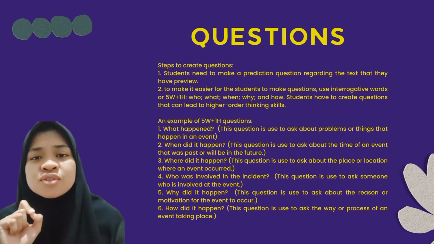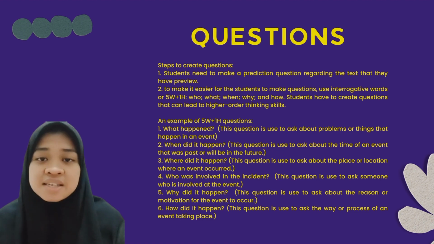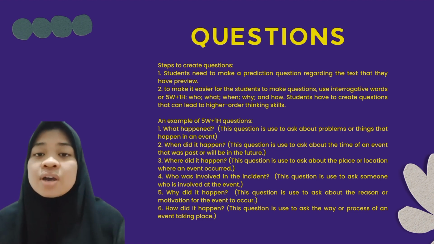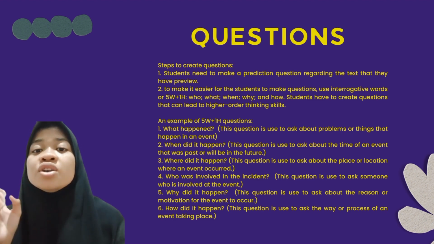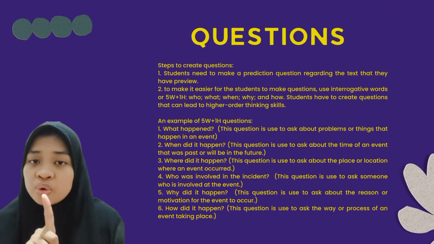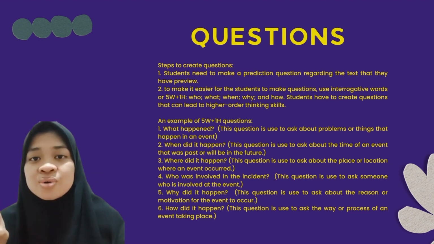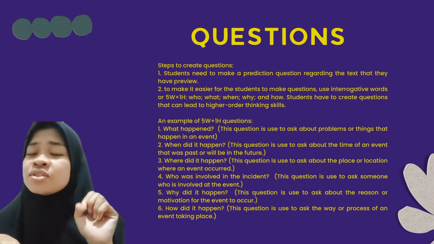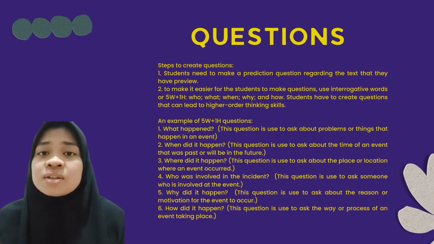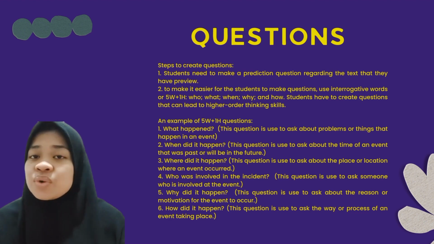Number 1. Students need to make prediction questions regarding the text that they have previewed. Number 2. To make it easier for the students to make questions, use interrogative words or 5W plus 1H, and that is who, what, when, where, why, and how. Students have to create questions that can lead to higher order thinking skills. Now, here are examples of 5W plus 1H questions.